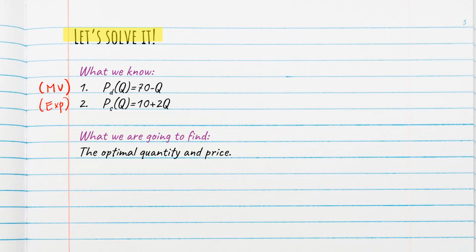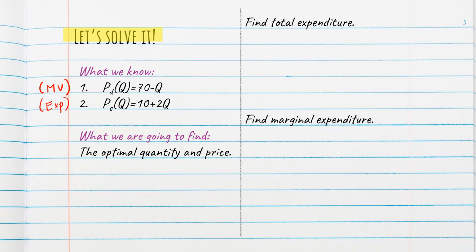Ultimately, we know we need to set marginal expenditure equal to marginal value. We have marginal value, but we don't have marginal expenditure. So that's our first step. We have to find total expenditure and then marginal expenditure. It turns out that total expenditure is going to be equal to the inverse supply curve times quantity. Notice that this total expenditure is the total amount of money spent on the good.